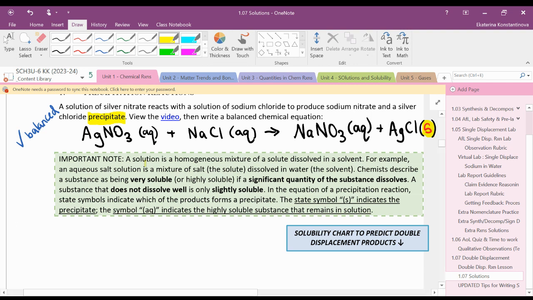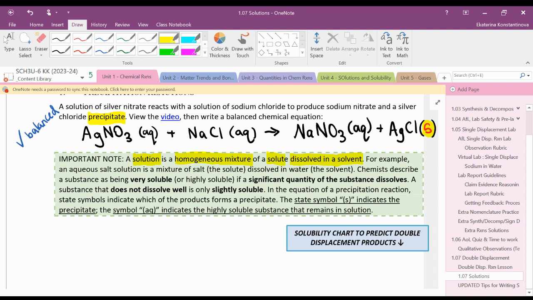A solution is a homogeneous mixture, meaning it looks like one mixture, one liquid, of a solute dissolved in a solvent. In that mixture there's more than one thing inside, but it looks like one. For example, an aqueous salt solution is a mixture of salt, which is the solute, dissolved in a solvent, which in this case would be water. When you're preparing to boil water for your pasta, you add salt to your water, and that is a homogeneous mixture once the salt has dissolved.